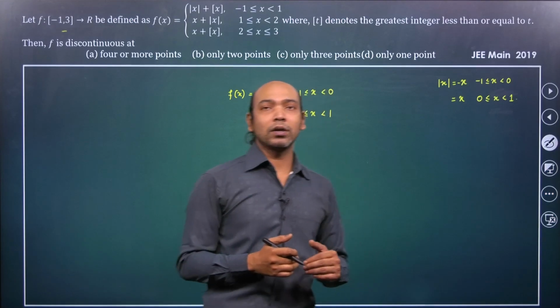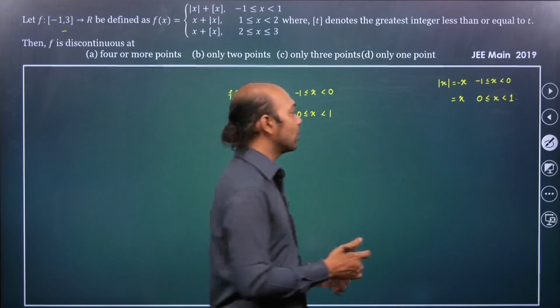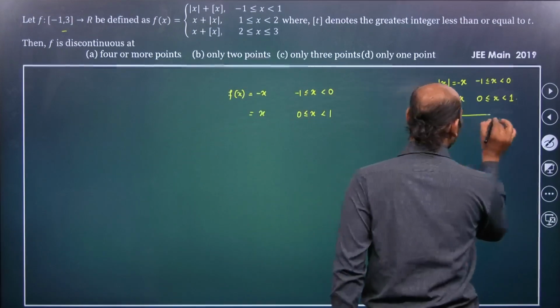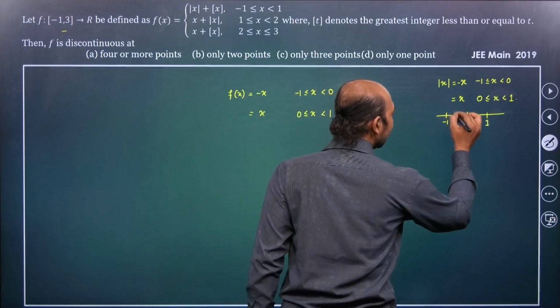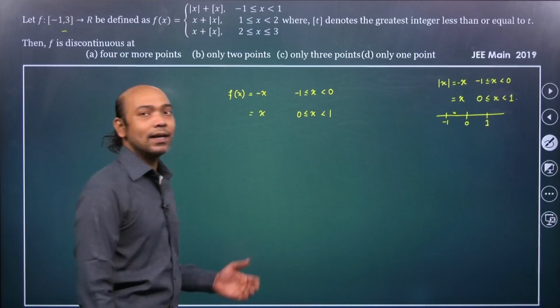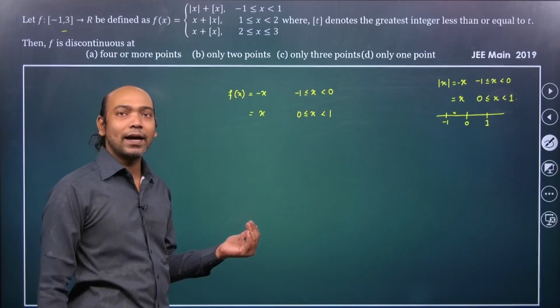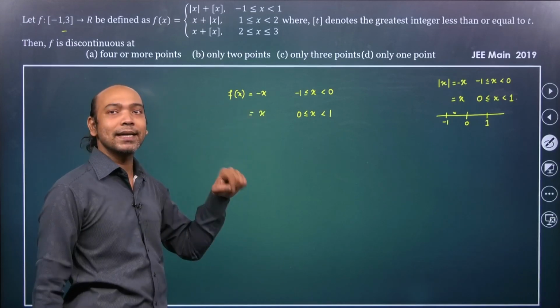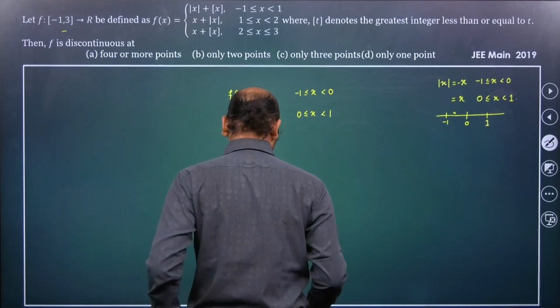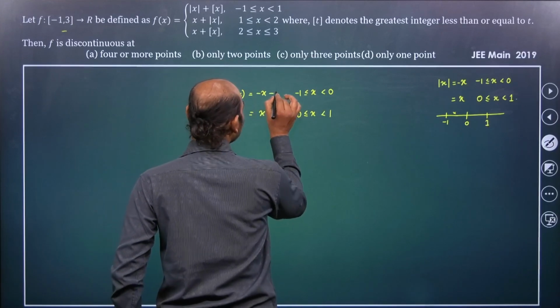Now to find box x, the greatest integer function, let's draw the number line. Always do that. If you are good enough, you can directly apply it. So we have minus 1, 0 and 1. Now for the case minus 1 to 0, in this region the greatest integer less than or equal to x will be minus 1. So it will give us minus x minus 1. Let's write that down.